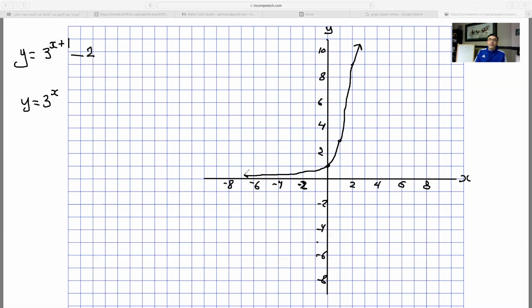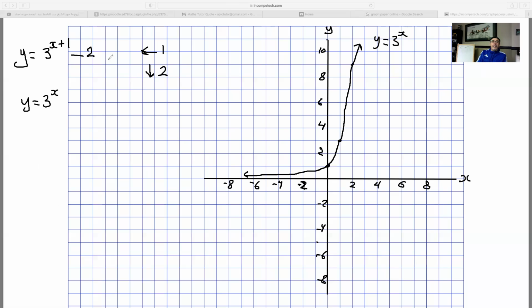So it gets very close to the x-axis as it goes to negative infinity, and then it shoots up as the x goes to positive infinity. So this here is y equals 3 to the x. Now, if you look at this graph, the transformations you have here: the x plus 1 means the graph moved left 1, and minus 2 means the graph went down 2. That's from the chapter of transformations.